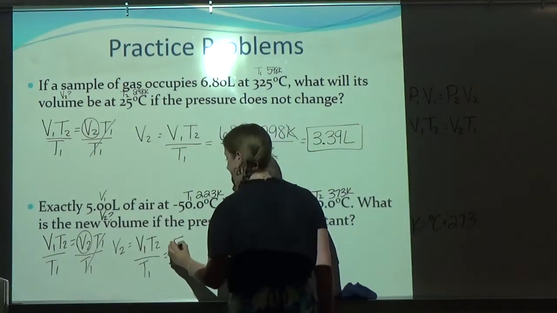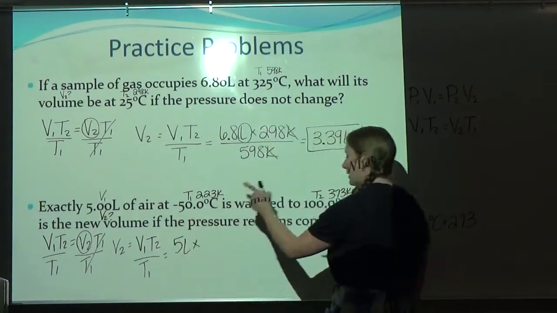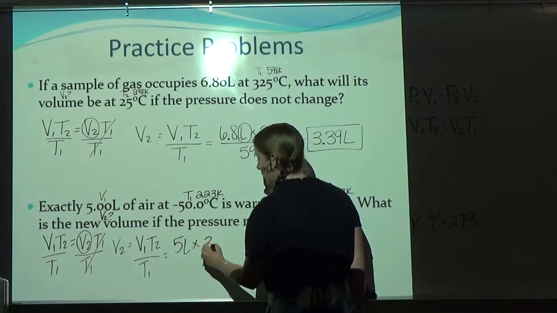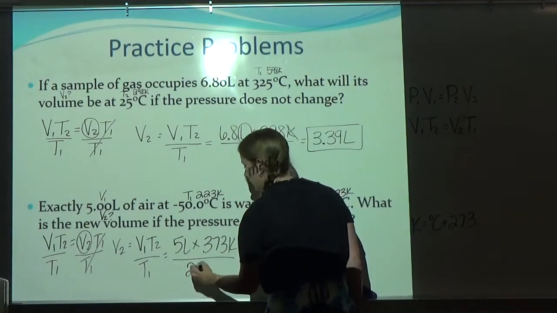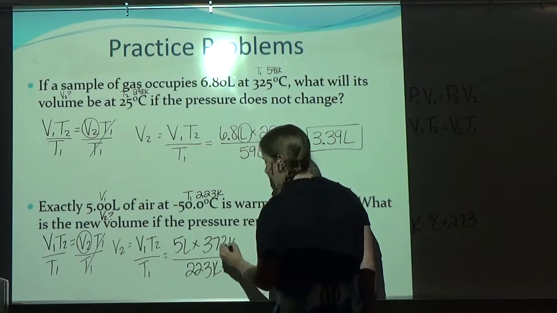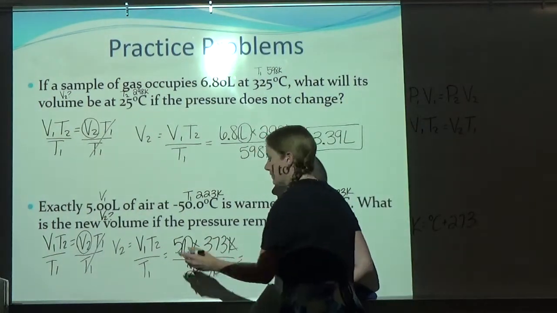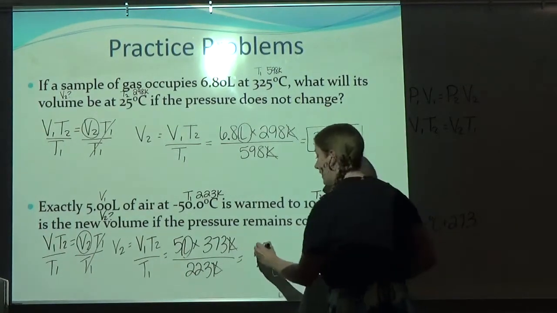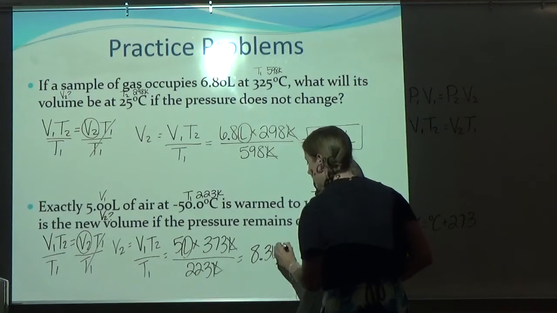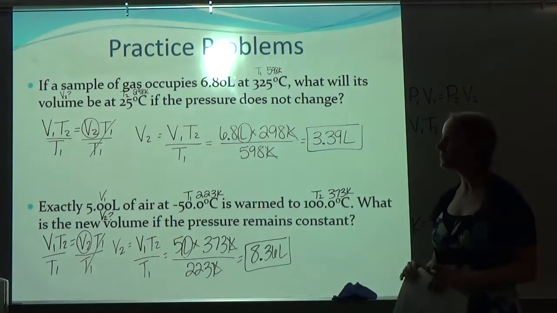So my V1's 5 liters. Remember, it's times T2. So my T2 is 373 Kelvin divided by my T1, which is 223 Kelvin. So my Kelvins cancel. I'm left with liters, which makes sense. I'm solving for volume. So I multiply my top 2 numbers and divide by the bottom, and I get 8.36 liters. And that's it. So hopefully you got that one right.